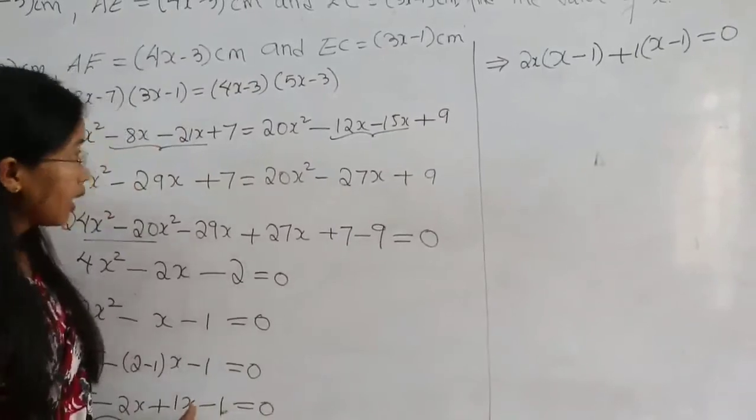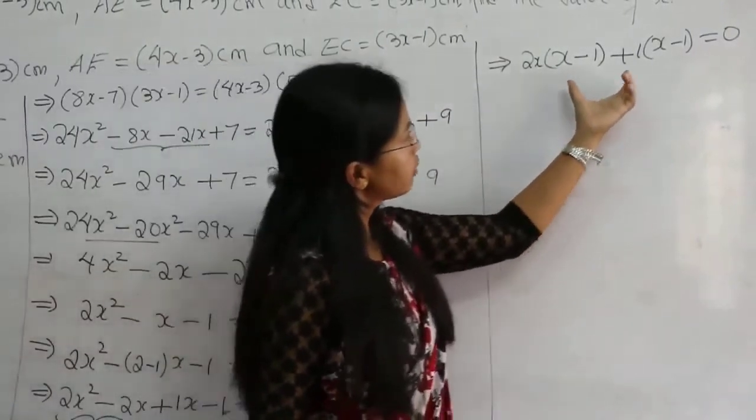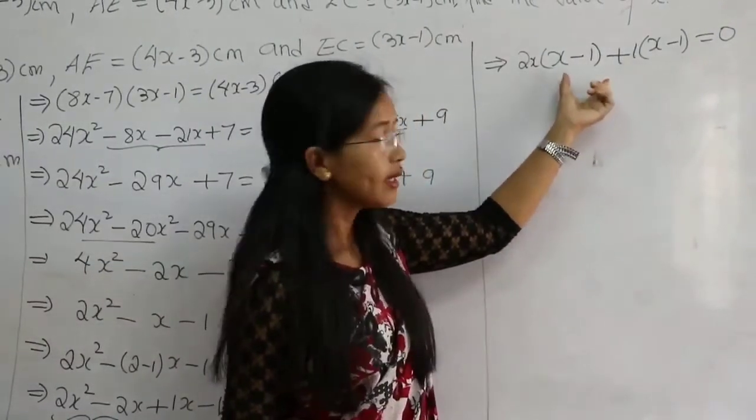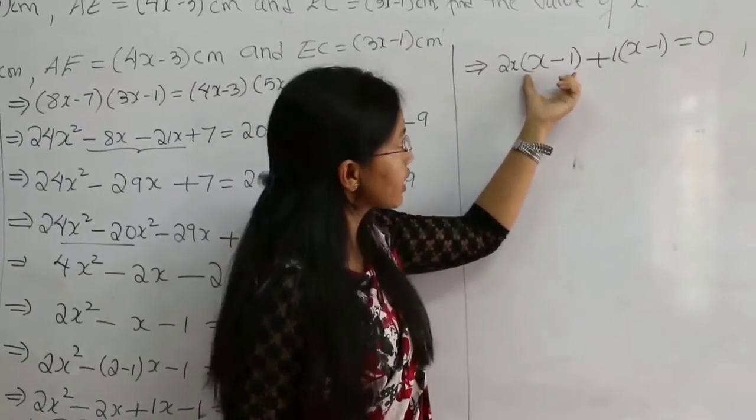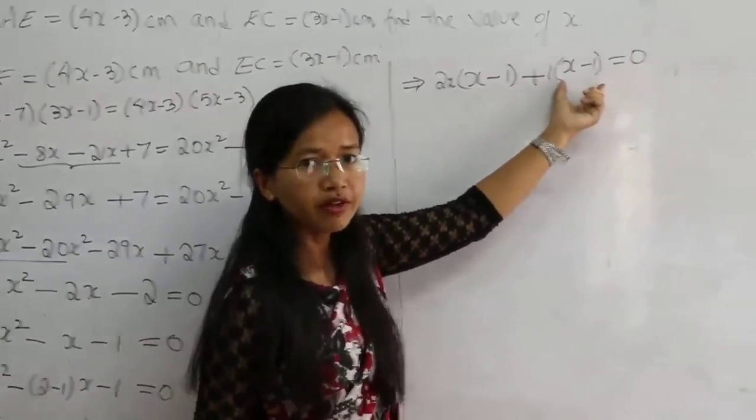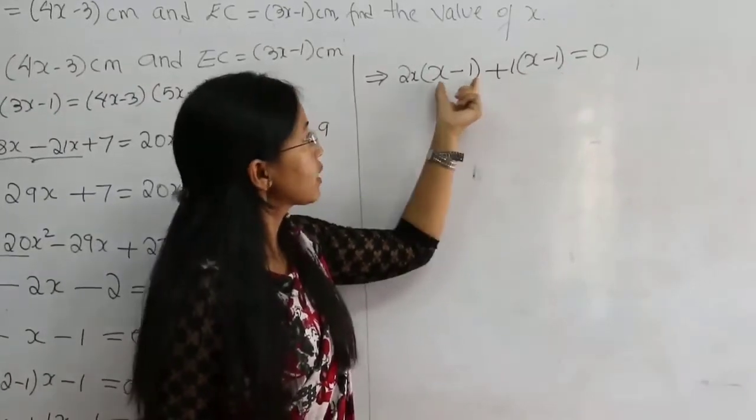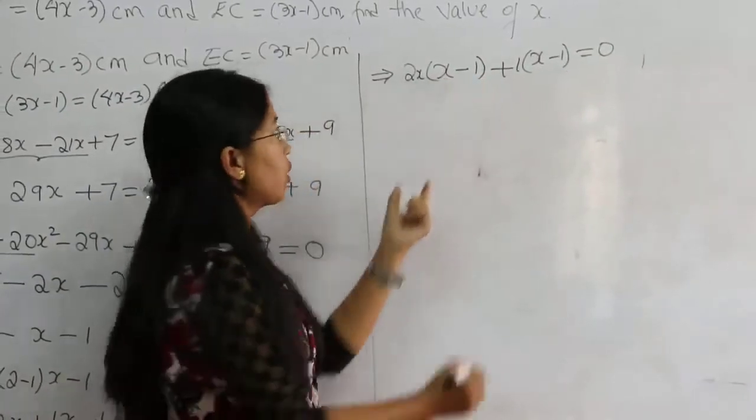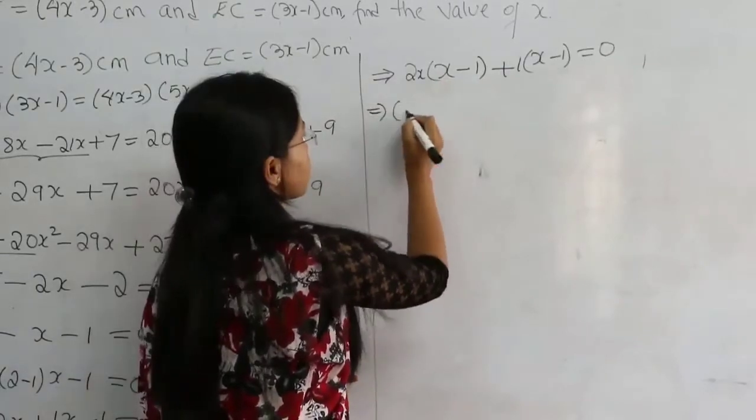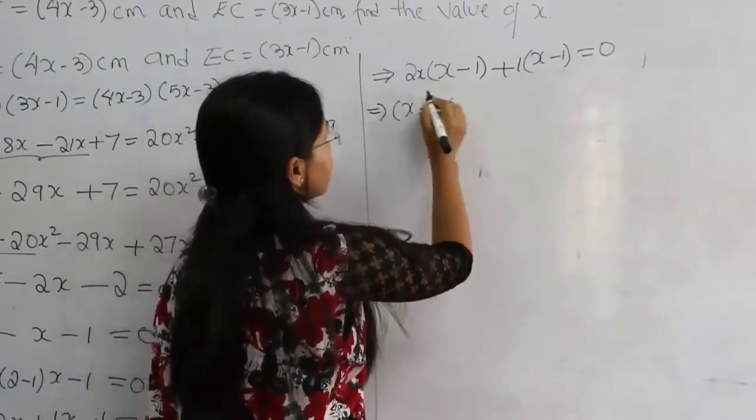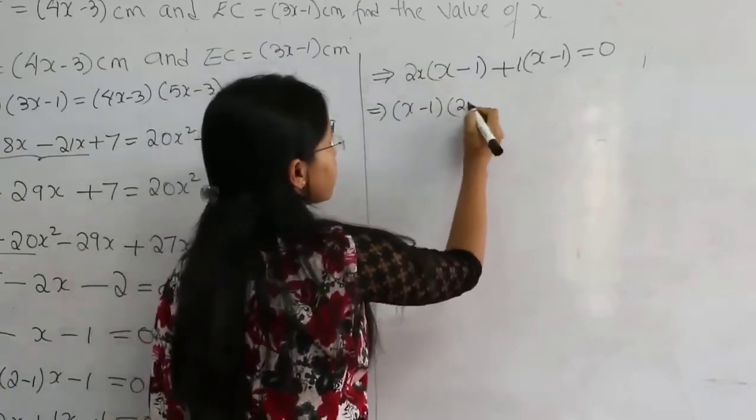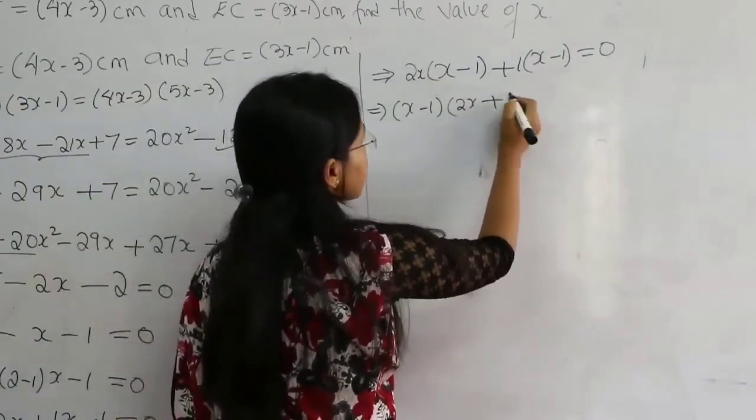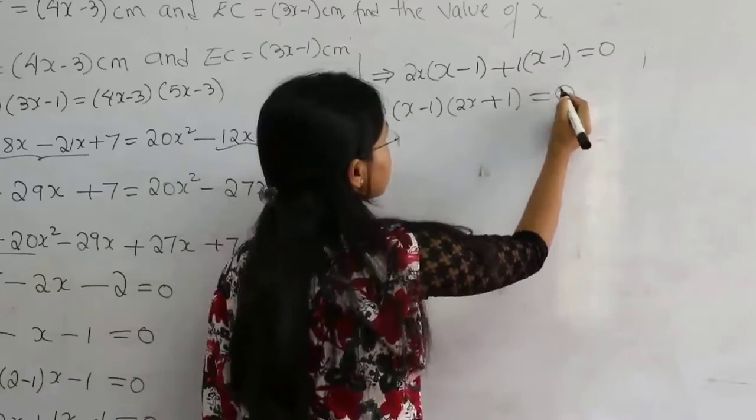Right? So same thing, when you look at this one, you can see that x minus 1 is common. Here in this first part you have x minus 1. Here also you have x minus 1. So we will take common x minus 1. Then this will change to x minus 1 into, when x minus 1 is taken common, we are left from here with 2x and then plus 1 equal to 0.